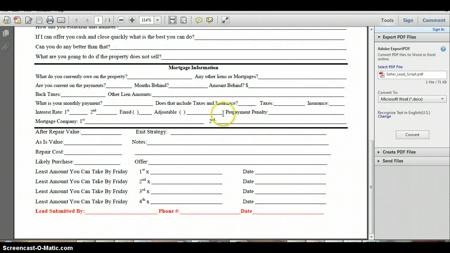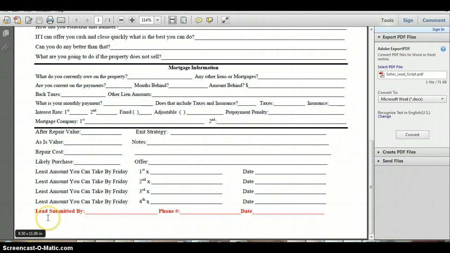You want to know if there's a prepayment penalty attached to that mortgage. Sometimes, well, at least 95% of the time, 99% of the time, there is a prepayment penalty attached to that mortgage. There's a due on sale clause that causes the mortgage to be paid in full on the sale of that property. You want to find out exactly who the first mortgage company is and who the second mortgage company is, if there's a second mortgage on the property. This section down here, you don't really need to worry about. I will take care of this once I make the initial contact with the owner of the property.